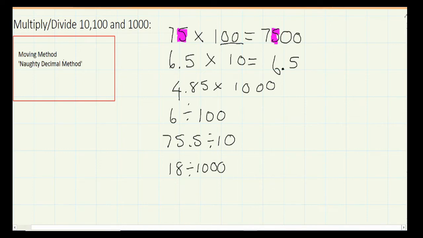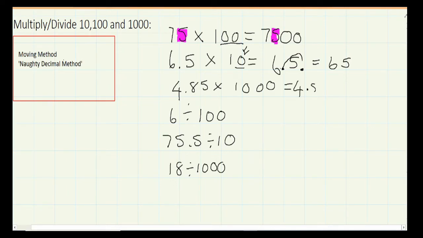6.5. You write down 6.5. You're multiplying by 10, which means you're moving it 1 place value, which means the decimal point will move 1 place value. Is it moving to the right or to the left? Well, is the number getting bigger or smaller? The number is getting bigger, so the decimal point needs to move to the right. Therefore, the answer is 65.